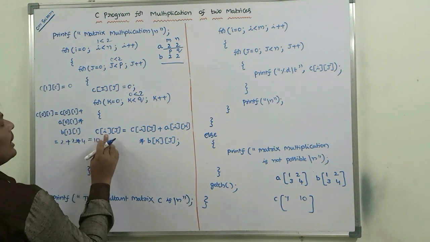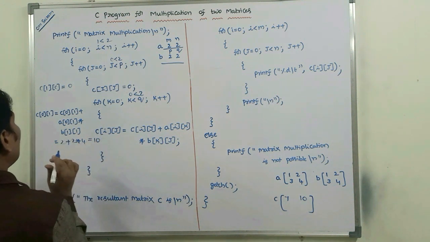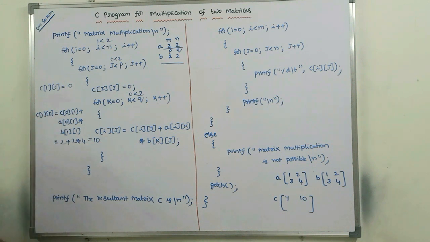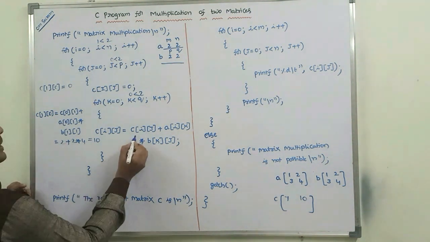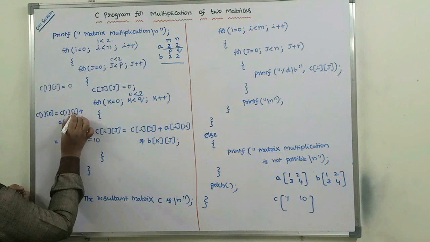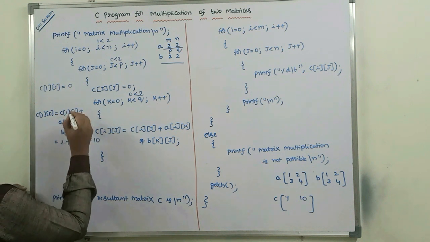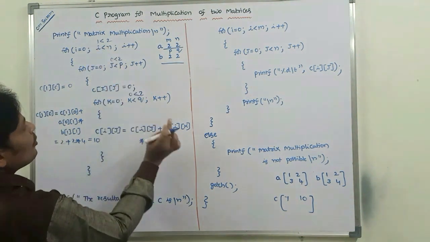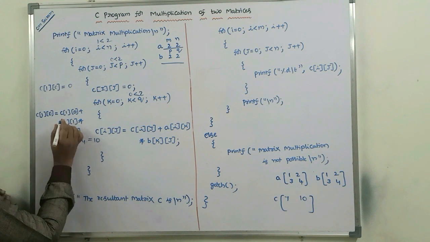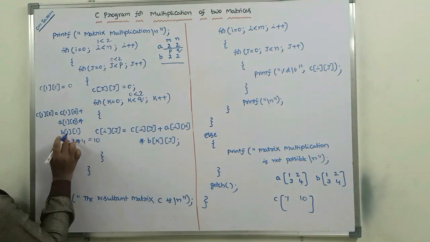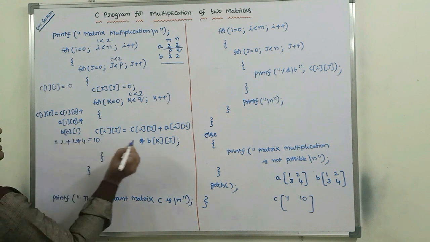We have to calculate C of 1, 0. So now C of 1, 0 we have to calculate. C of 1, 0 is equal to C of 1, 0. This i value 1, j value 0. Plus A of i k. I value 1, k value 0, into B of k j. K value 0, j value also 0.